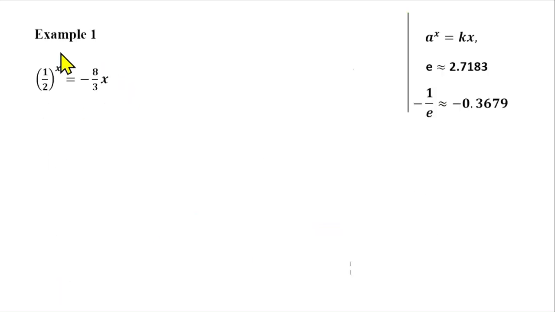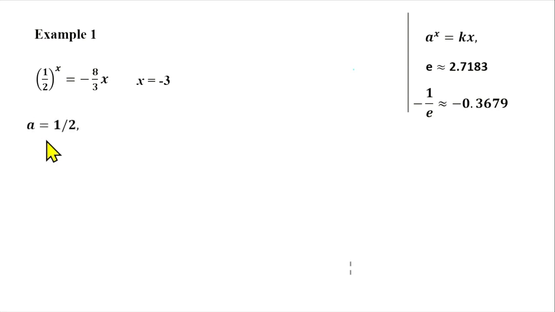Consider this equation, and it is easy to see that this equation has the simple solution x equals negative 3. If we plug in negative 3 here and here, we will see that the left-hand side equals 8 and the right-hand side will be equal to 8. Let's analyze this equation using what we found in this video.